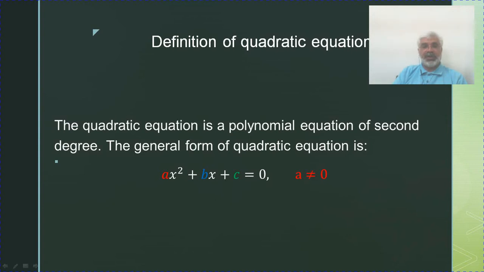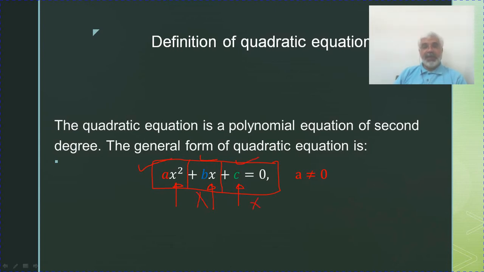Definition of quadratic function. Any quadratic function takes this form: ax squared plus bx plus c equals 0. In each quadratic function, you will find x squared, certainly. You may find x, and you may find c. So, certainly, we should have this part. We may have this part, or we may not have it.